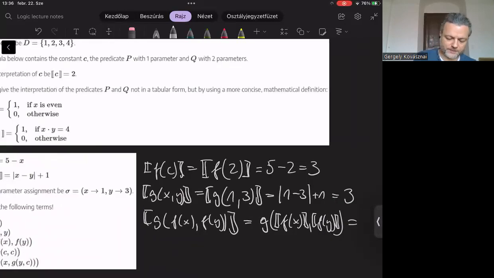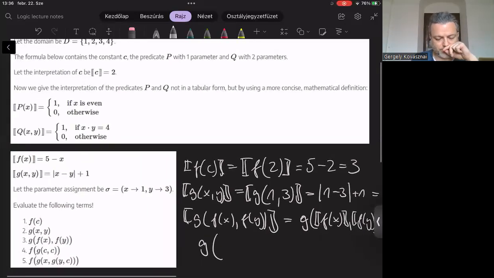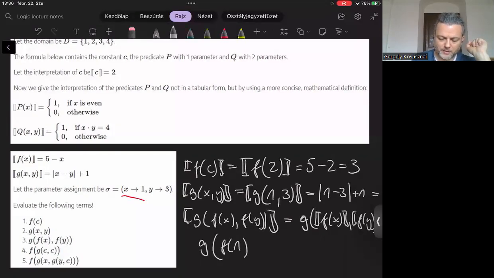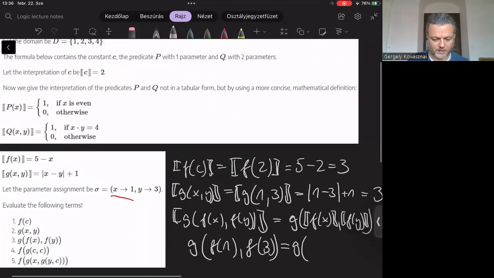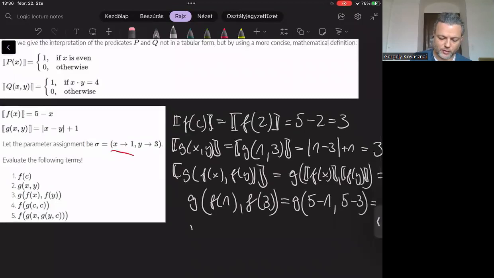Okay, then let's see. F of x. First of all, x is assigned to 1 by the parameter assignment. So we have to calculate f of 1. In a similar way, since 3 is assigned to y, we have to calculate f of 3. Okay, let's see. F of 1 can be calculated as 5 minus 1. F of 3 can be calculated as 5 minus 3. So basically, what we need to calculate is g of 4 and 2.